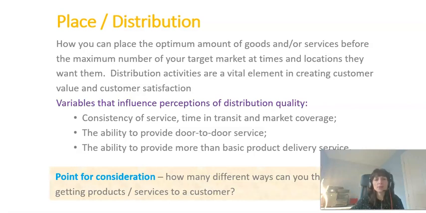Something quite interesting to consider is: how many ways are there of actually distributing products and services to customers? And I think what's quite interesting here is there are so many different ways. We consider it with physical products in a simplified way. We've got a product, we buy it online, we get it delivered to our door. Perfect. However, there are other things that we can consider.